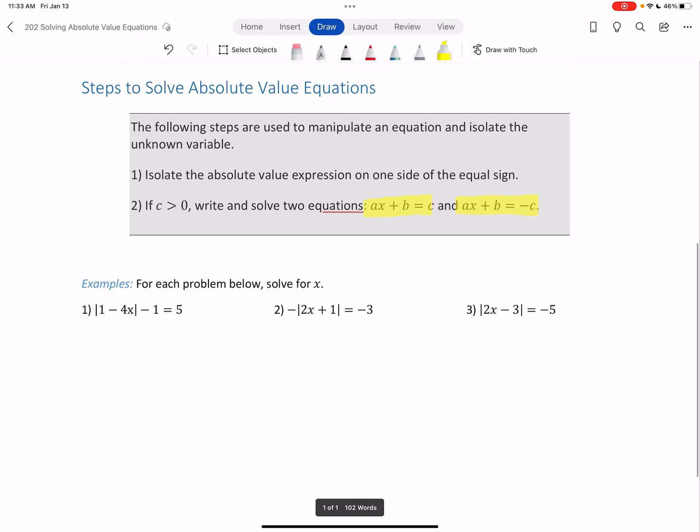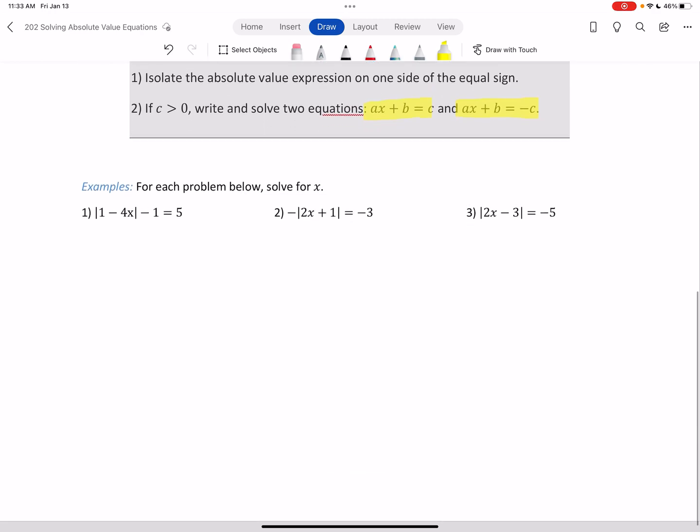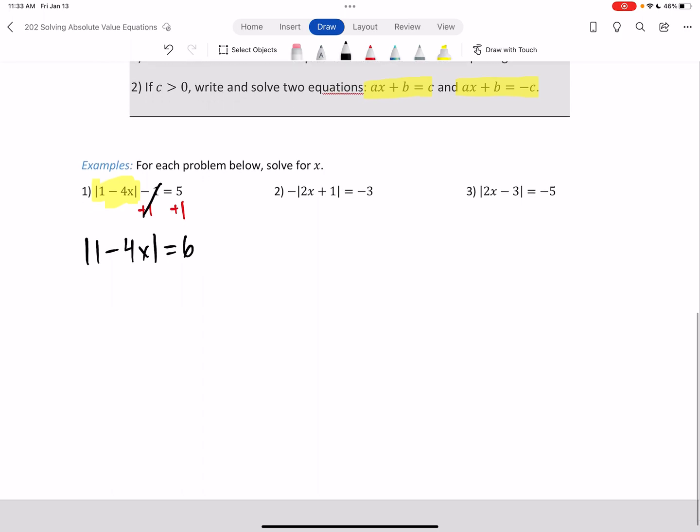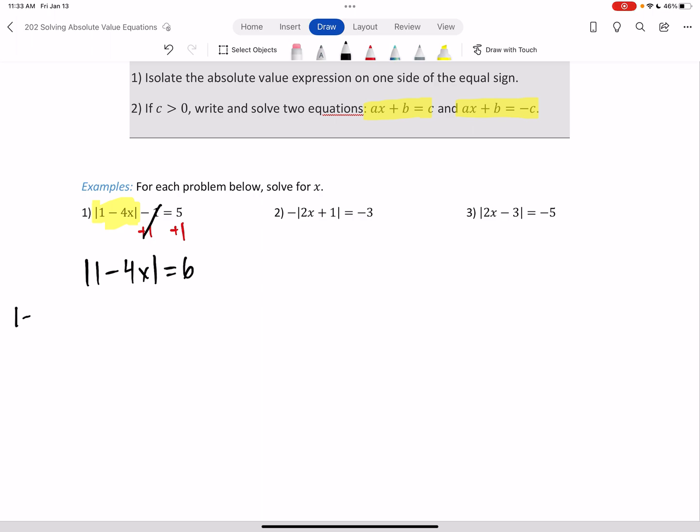So let's try it. For this first one, we have absolute value of 1 minus 4x. That's my absolute value part. Minus 1 equals 5. So to solve this, we want to first get that absolute value part all by itself. So I need to add 1 to both sides since it's not inside the absolute values. So I have absolute value of 1 minus 4x equals 6. So now what I see is because I have absolute value equal to a positive number, I'm going to write this as two equations. Equation number 1 is just like it looks: 1 minus 4x is equal to 6. Equation number 2, 1 minus 4x is equal to negative 6.